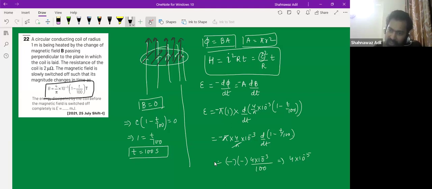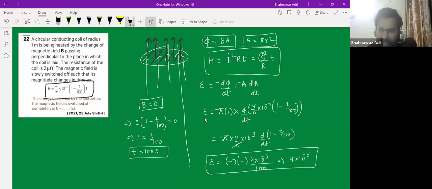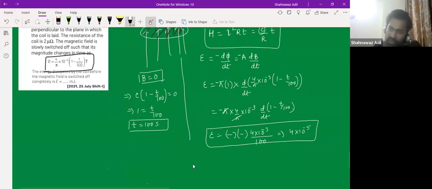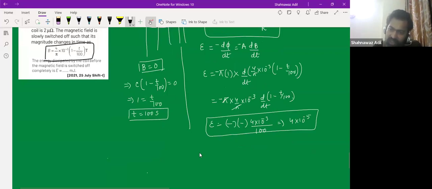This is the EMF. And then we have to find out the heat, that is E square by R times T.